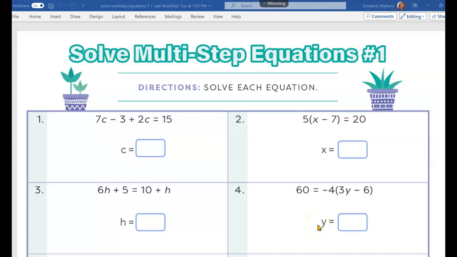We are still working on equations, multi-step equations. And this time we're adding in parentheses. Actually, what we will be doing is the distributive property. I'm going to work number 2 for you.